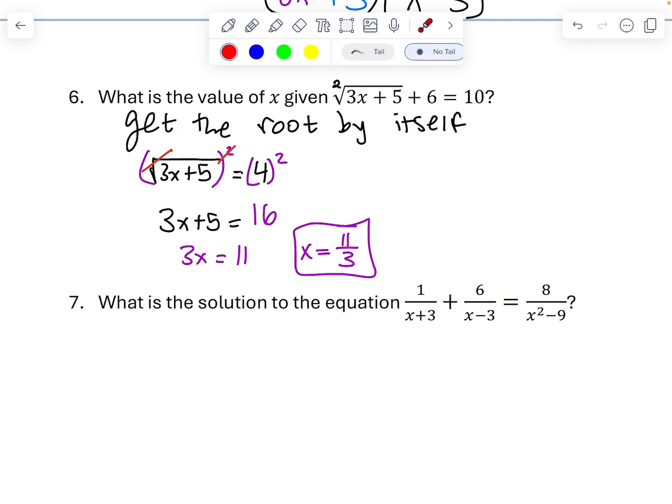All right, so with roots, the main thing I want you to get out of this is you have to get that root by itself before you can raise everything to a certain power. If you don't do that, you're going to mess up. Okay? All right, so let's talk about rational equations.